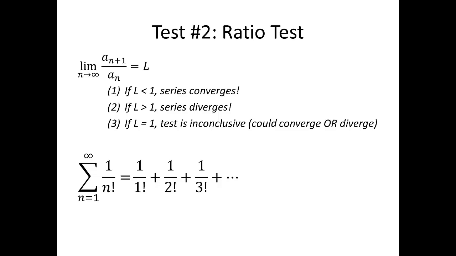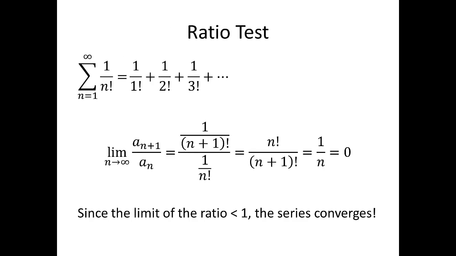So let's look at an example of applying the ratio test to this series here. So you see, I've got there the n plus first term, that's 1 over n plus 1 factorial, divided by the nth term, that's 1 over n factorial. And I invert and multiply. And I can simplify it to get just 1 over n. So the limit of that ratio as n approaches infinity equals 0. Because the limit of the ratio equals 0, I know that the series converges.